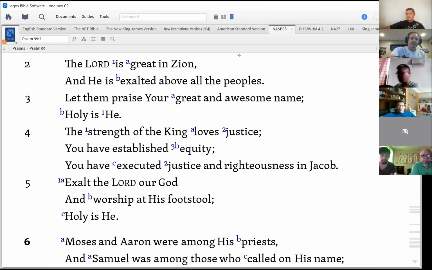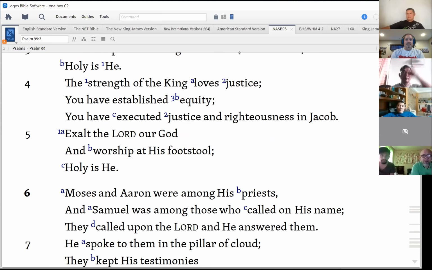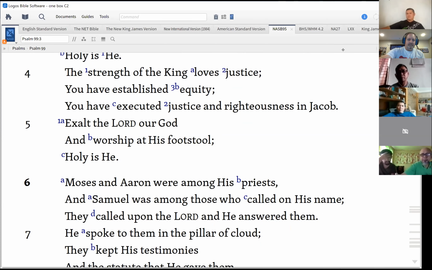Now verses 4 to 6. The strength of the king loves justice. You have established equity. You have executed justice and righteousness in Jacob. Exalt the Lord our God and worship at his footstool. Holy is he. Moses and Aaron were among his priests, and Samuel was among those who called on his name. He called upon the Lord, and he answered them.